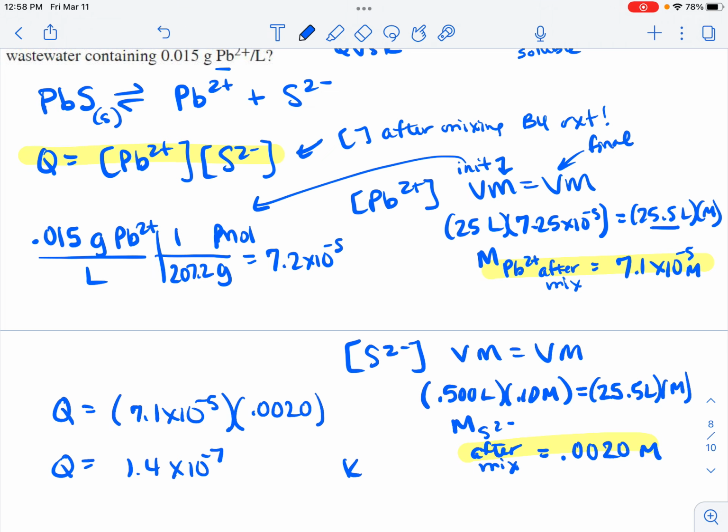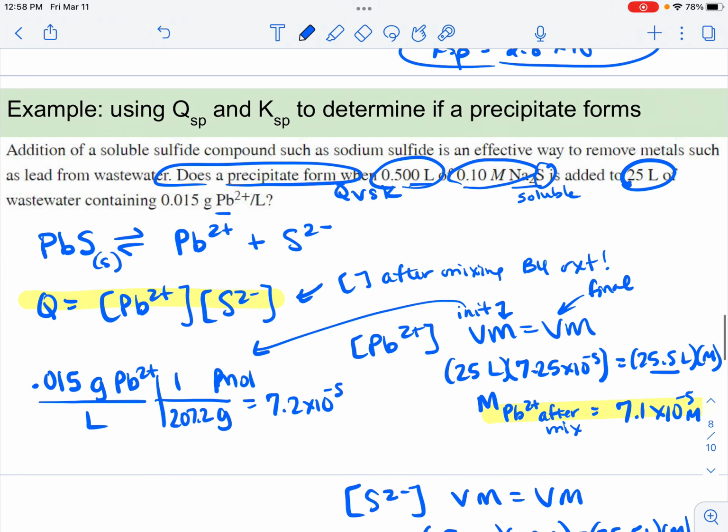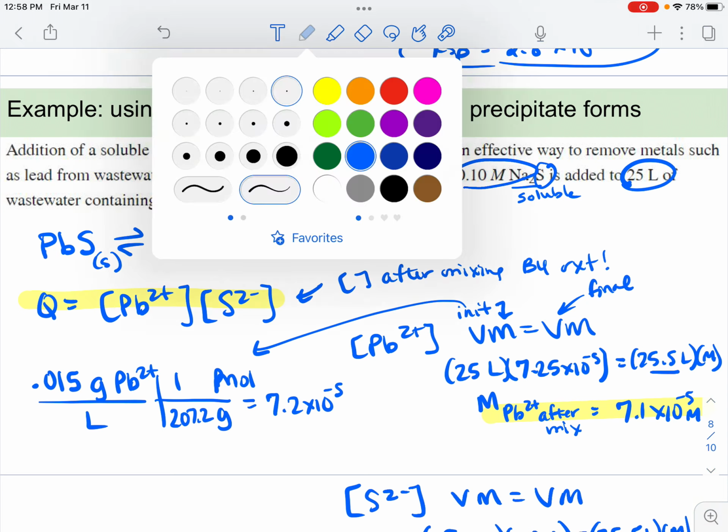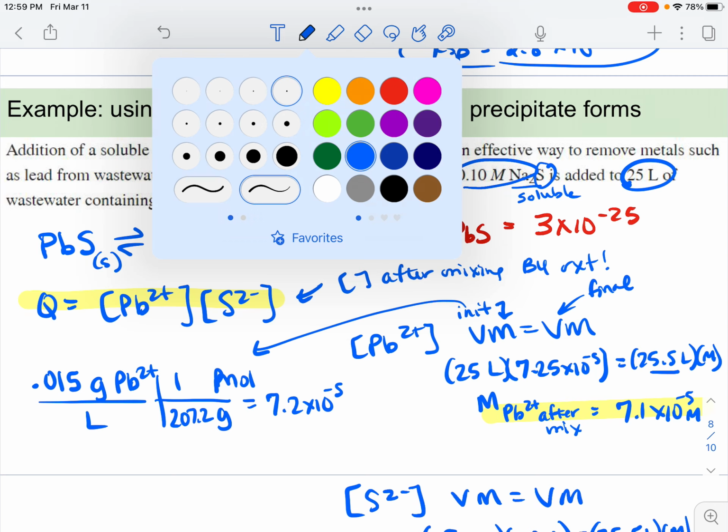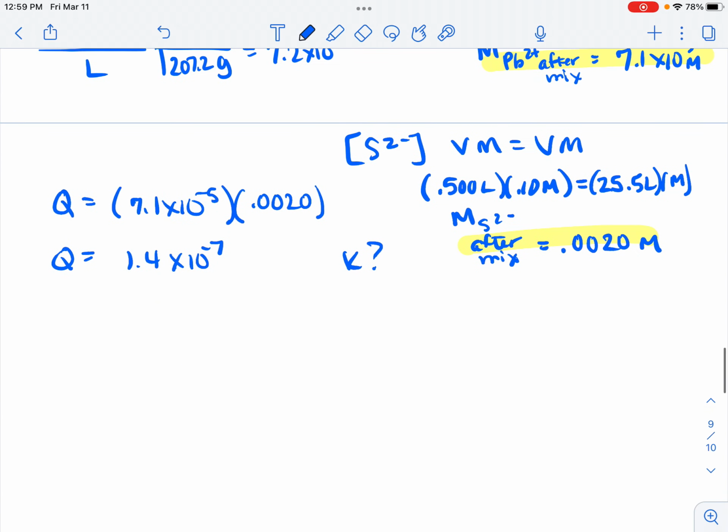And now I need to compare it to K. But notice the question didn't give me K. I think they were trying to avoid giving away who the insoluble solid was. And because this was from your textbook, you would have looked up Ksp from the back of the book. So I had to look it up. And Ksp for lead sulfide, when I looked it up, was 3 times 10 to the negative 25th, really small, right?